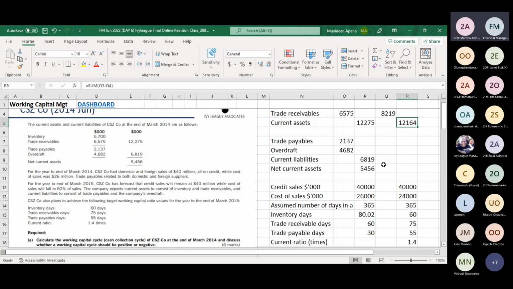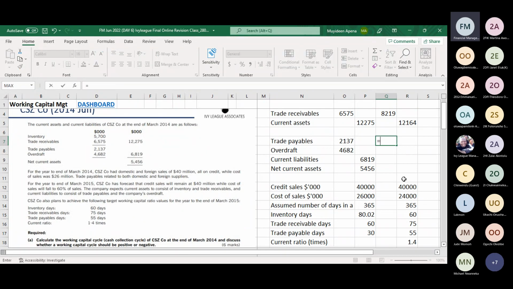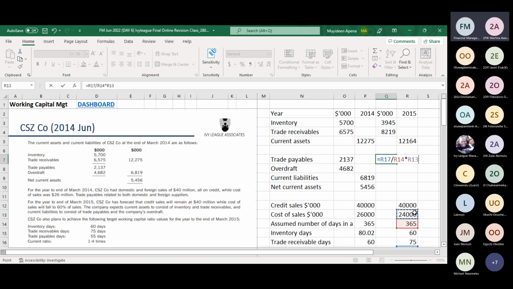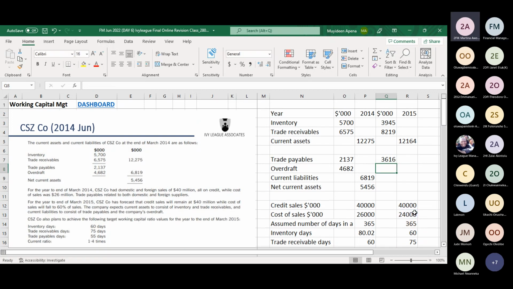So for current liabilities, we have trade payables, and we have trade payable days as 55. So we'll do 55 divided by 365 and multiply by, since there's no credit purchases, multiply by what? Cost of sales. 24,000. Okay, so we have this.